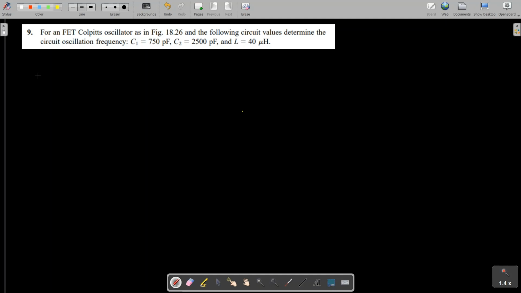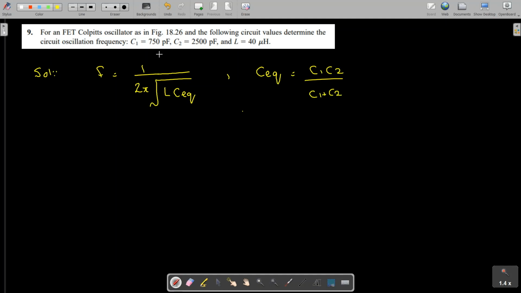Now we know that the frequency of the Colpitts oscillator is given as F is equal to 1 divided by 2 pi under root L C equivalent. Here C is the equivalent capacitance. Now this equivalent capacitance C, this was equal to C1 C2 divided by C1 plus C2. Now C1 is given 750 picofarad, so we have 750. C2 is your 2500.